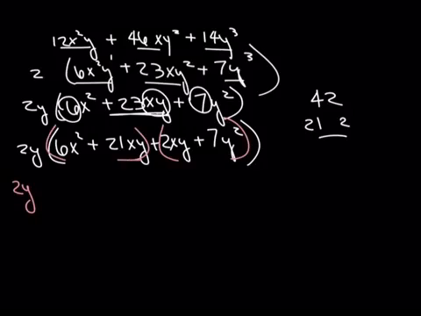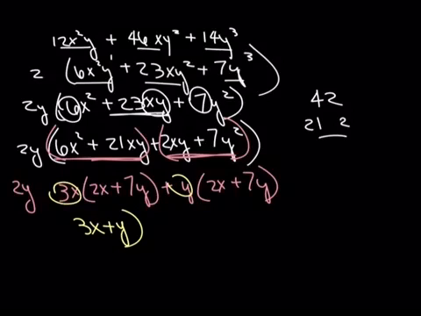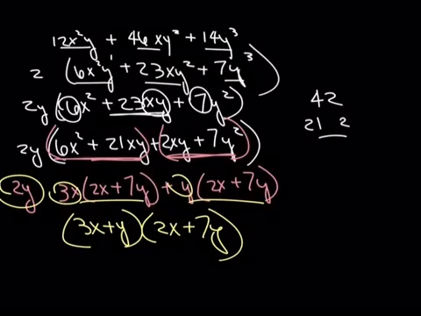What can I pull out of here? I can pull out a 3 and an x, and that leaves me with 2x plus 7y. And what can I pull out of there? A y. That's it. So let's group this in this, and that, and that. And again, that gets just tagged on. Okay, you don't multiply it by that. You just tag it on. Just let it keep following you down until you're done.